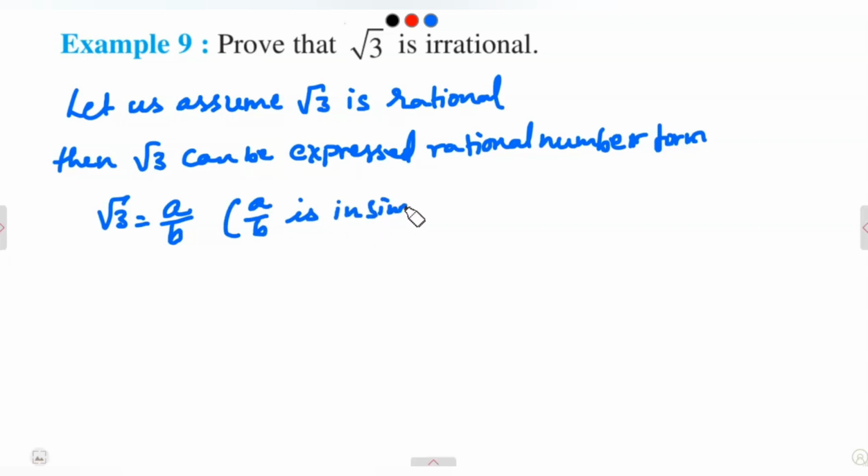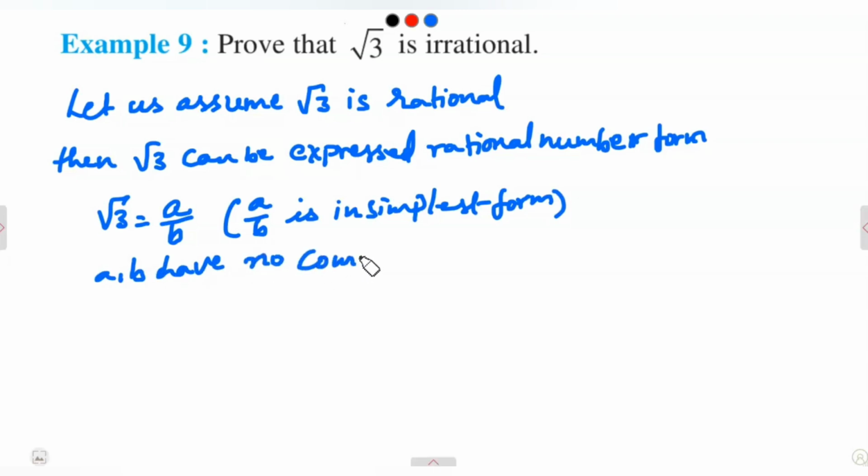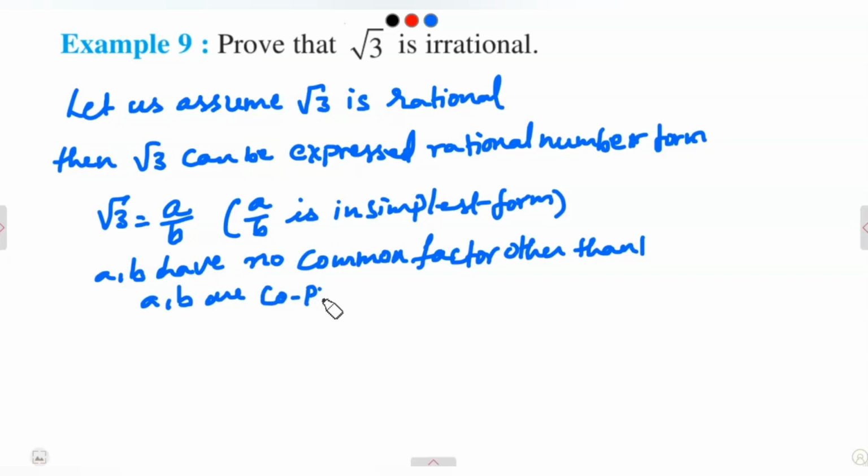That means we should understand that a and b have no common factor other than 1, and it's in simplest form. That means you can also say that a and b are co-prime. They can also be called co-prime, which have no common factor other than 1.